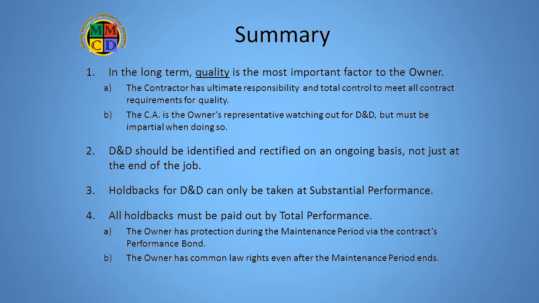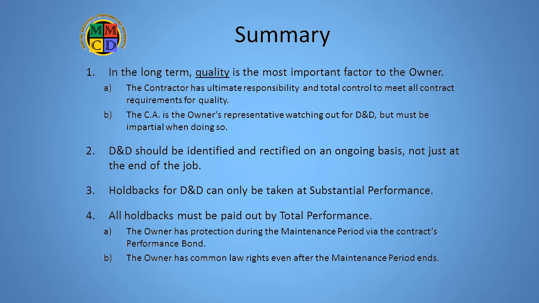So to summarize, number one, in the long term, quality is the most important factor to the owner. The contractor has ultimate responsibility and total control to meet all contract requirements for quality. The CA is the owner's representative, watching out for defects and deficiencies, but must be impartial when doing so.